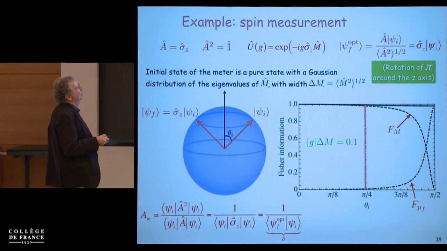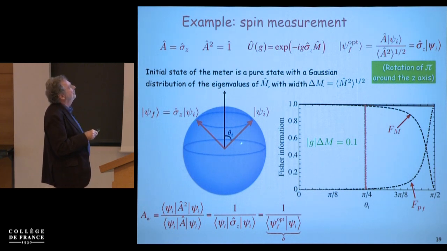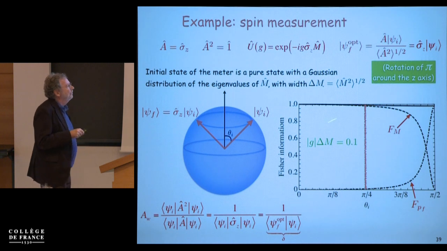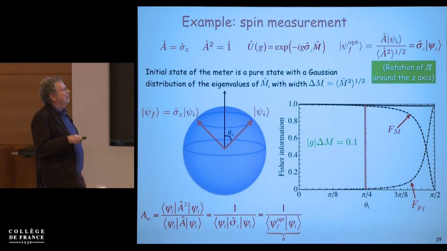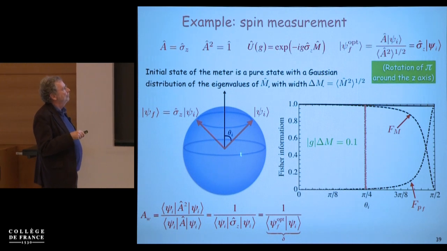Now, let's see what happens when we increase this theta I, keeping psi f as the best post-selected state, from this angle here to the equatorial plane. This is shown in this plot. This plot shows the Fisher information as a function of theta I. That's the total Fisher information. This upper plot here refers to the meter Fisher information. This lower plot refers to the post-selection probability Fisher information.